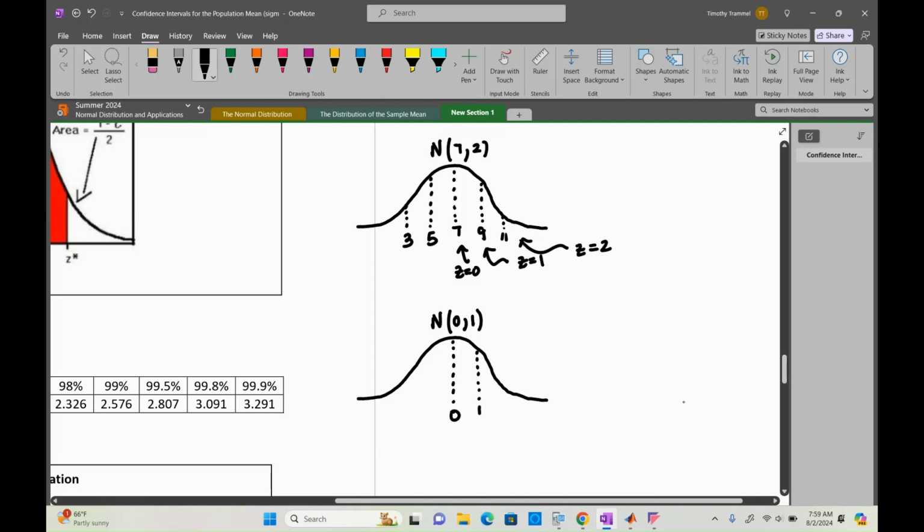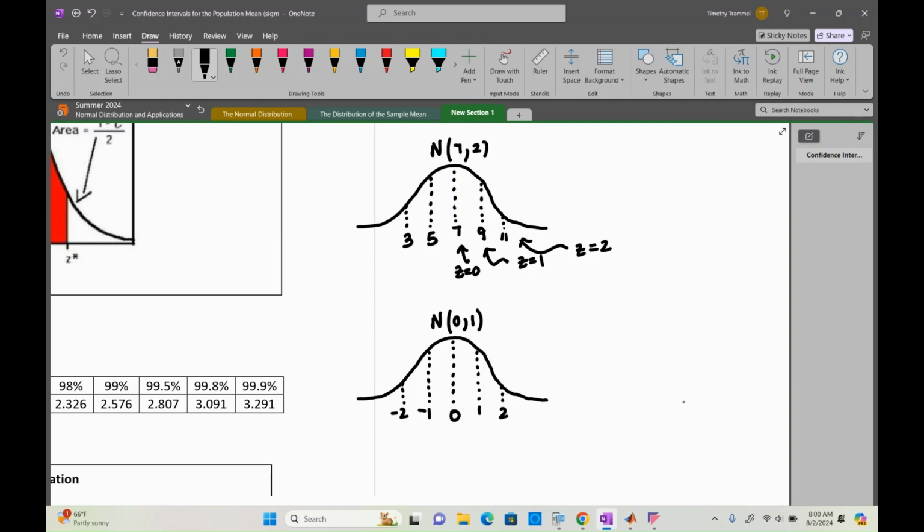I am going to eventually erase these dots here because I really won't need these for what we're about to do. All I've done is go 1 unit to the right and then another unit to the right, and I did the same thing on the left. But now let's find the z-scores for these.